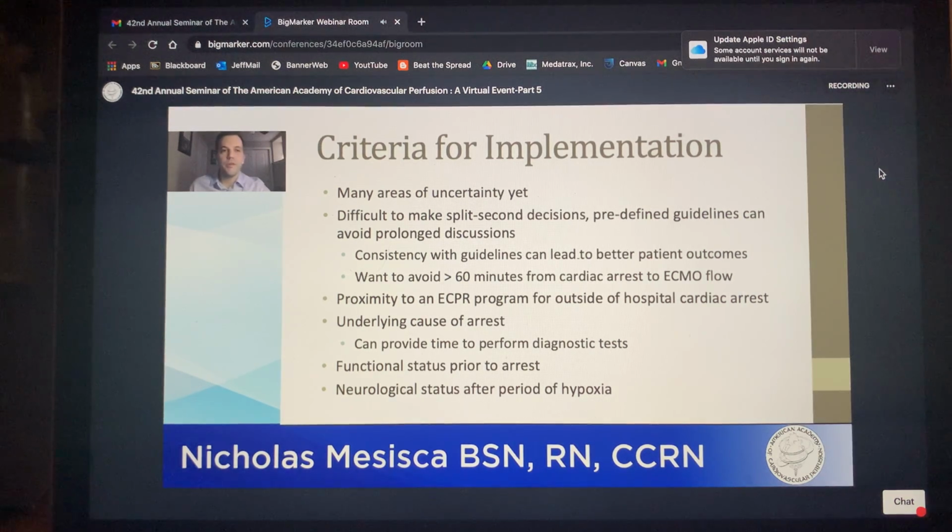But if you have an ECMO program that has a predetermined set of absolute indications and contraindications, these can avoid prolonged discussions, and making decisions consistently abiding by these guidelines can lead to better outcomes and lower rates of mortality and morbidity. Other things that need to be considered are proximity to a hospital that has an ECPR program for out-of-hospital cardiac arrest. Research shows that good functional recovery is more likely if the time of collapse to the start of ECMO flow is less than 60 minutes.